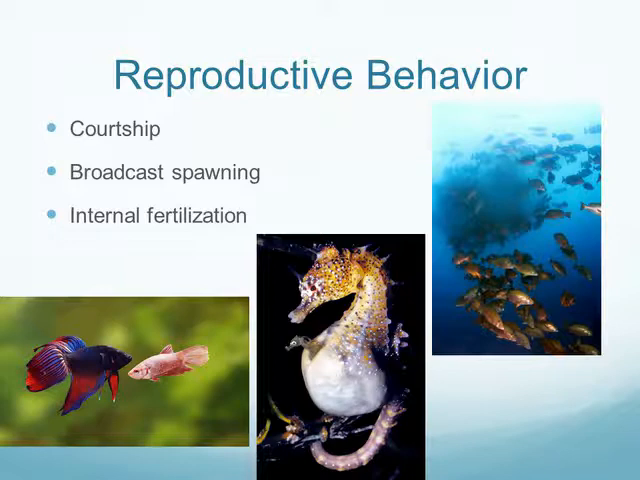You can do broadcast spawning, which you see on the right-hand image there. Basically, the fishes will just get together, release all of their sperm and gametes into the water column, and hope they survive. And then you can also have internal fertilization, which is occurring in that seahorse right there. So in this case, the male seahorse is the one that actually broods the eggs. The female will actually lay the eggs inside of his pouch, and he will then take care of them until they're ready to hatch, and then they will hatch out of his pouch, and the parents will take care of them.